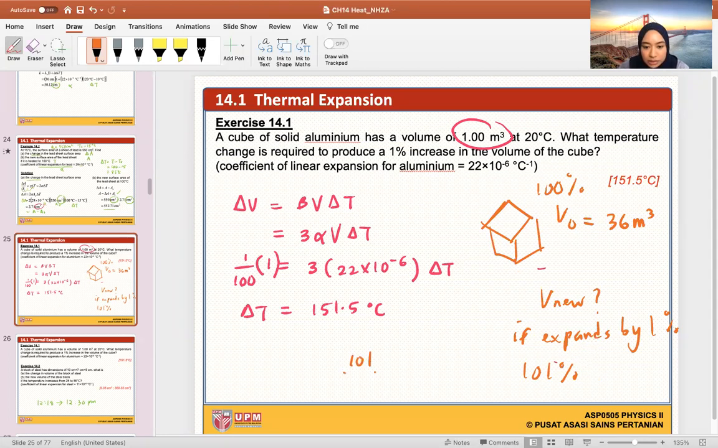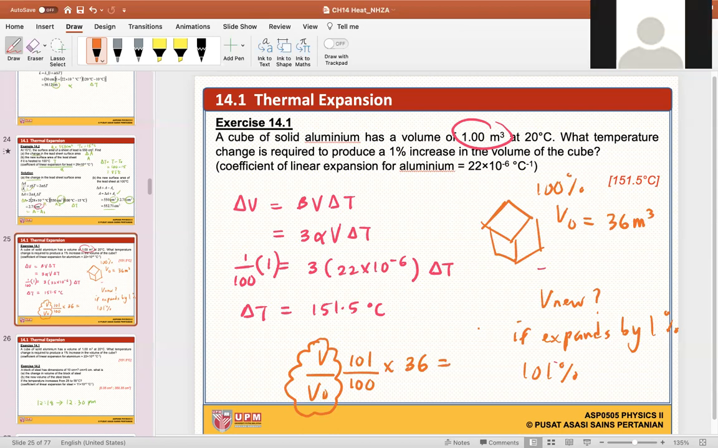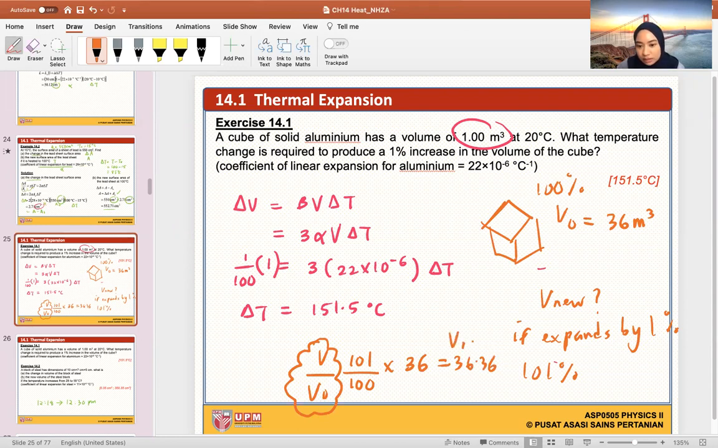So 101% over 100 darab dengan V naught lah, sebab kita nak cari 1% increase tu, the new V. So this is V over V naught. Ni hint je tau, ni bukan value. Okay, so 101 over 100 times 36 is what? 36.36. Thank you Haikal. So this is your V new.